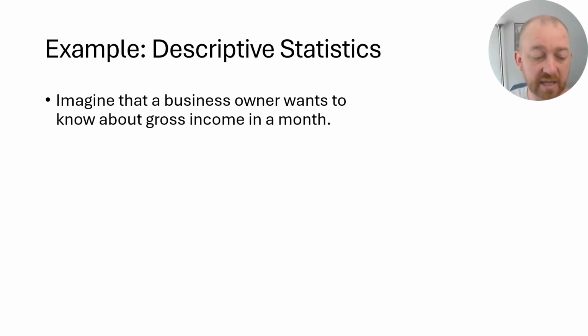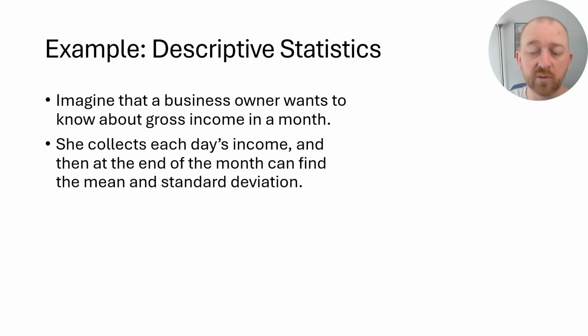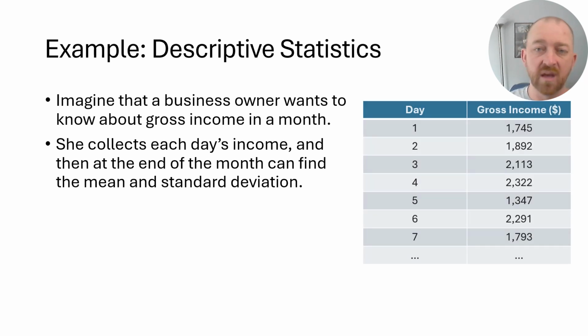So for example, a descriptive statistic example would use a single variable, right? So let's imagine you've got a business owner who wants to know about her gross income in the month. So one variable, gross income per month. What she can do is collect the income daily for an entire month, and then she has a big set of data. Now with these data, that's fantastic.